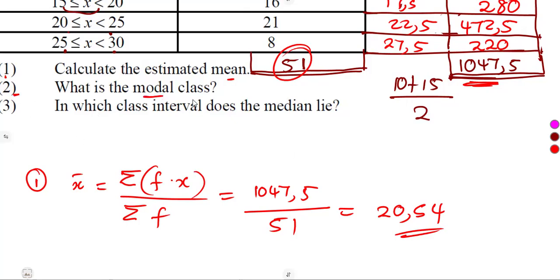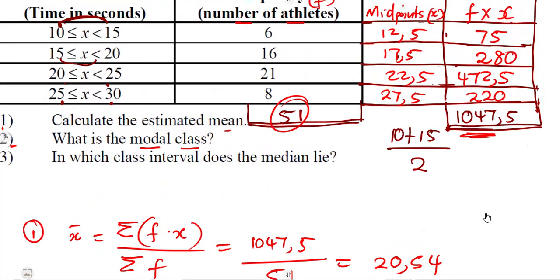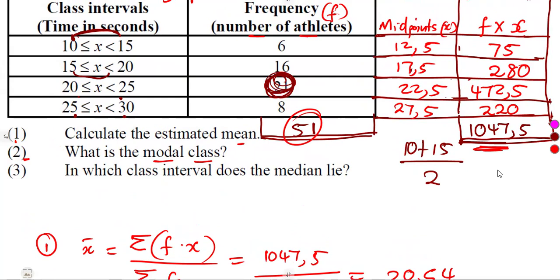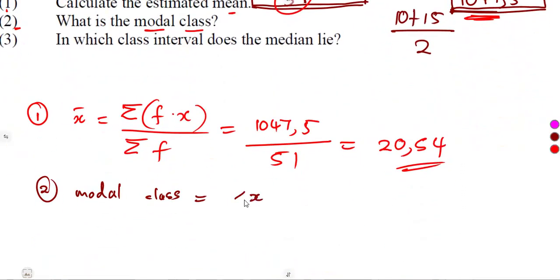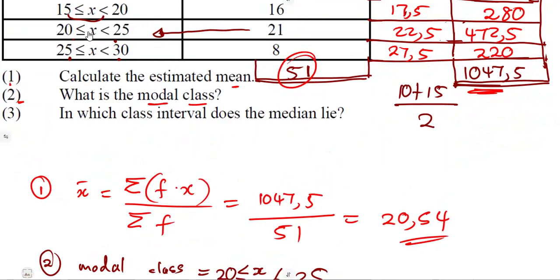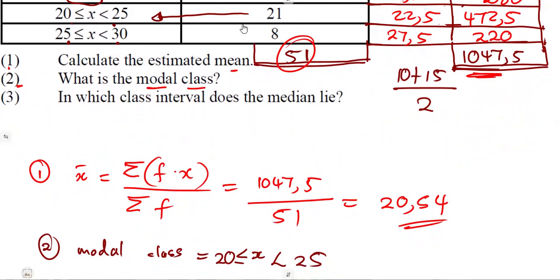Then number 2, the modal class, the class in which we are having the highest frequency. The class interval that has the highest frequency. So like I said, we just focus on the frequencies. The highest frequency there is 21. The corresponding class becomes our modal class. Where is 21 found? From 20 to 25, as it is given. So x is greater than 20, as it is given, but less than 25. Okay, from 20 to 25, where there is the highest frequency from the given data. You are supposed to be very careful on how to answer the questions.